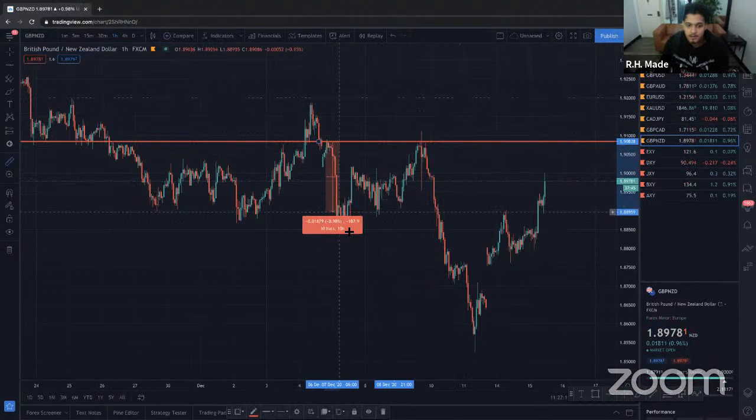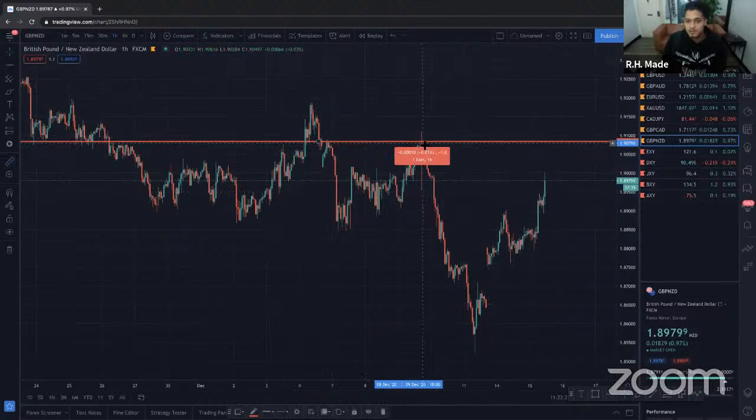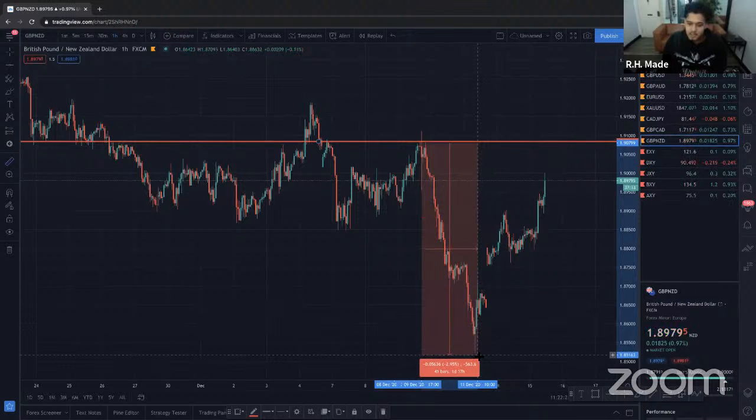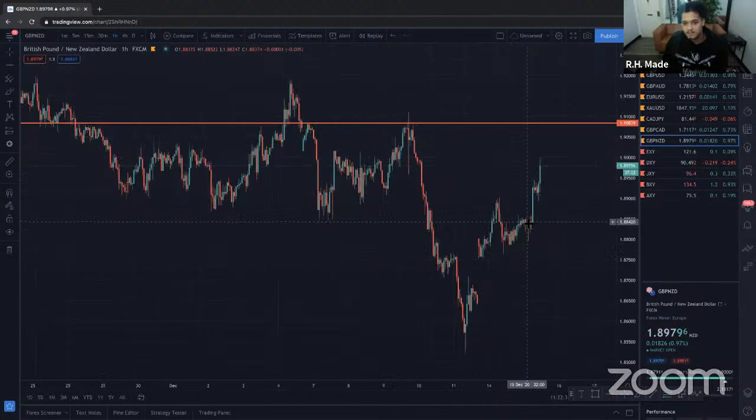Up here, this was a 237 pip move. I'll take 237 pips any day. It's a pretty drastic move. Hit again, and this was a 560 pip move. So it's just letting us know that this level of resistance is a very strong level of resistance.